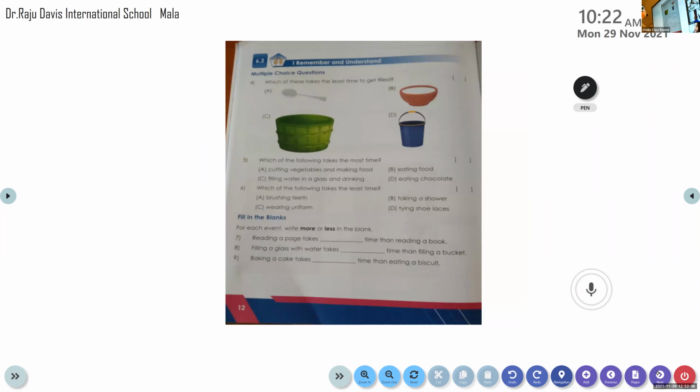And here we have multiple choice questions again. Number 4. Which of the following takes the least time? Least means less time. Less time to get filled. So you can see 4 things are there. Out of these 4 things, which takes less time to get filled? Spoon. So you can put a tick mark for option A. Write a capital letter A inside the brackets.